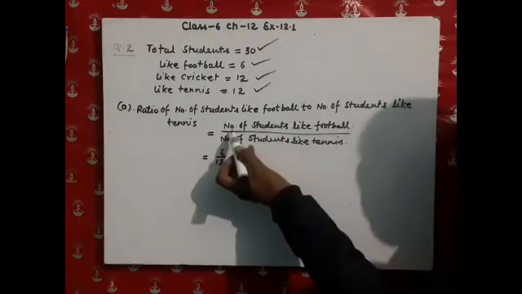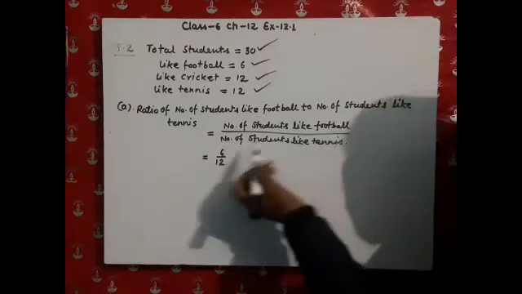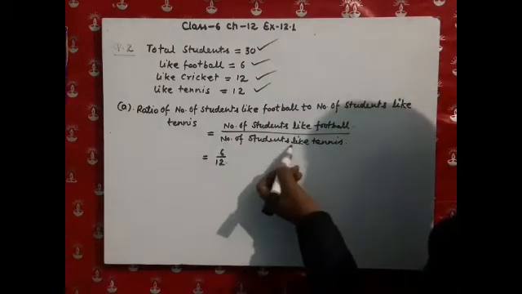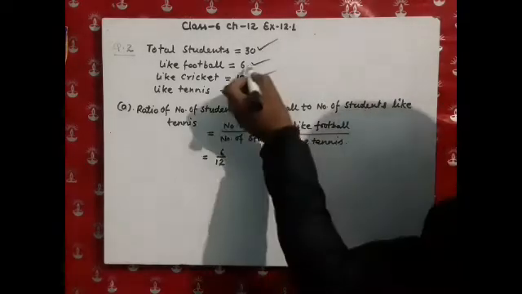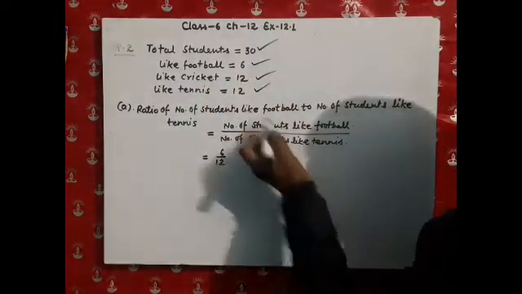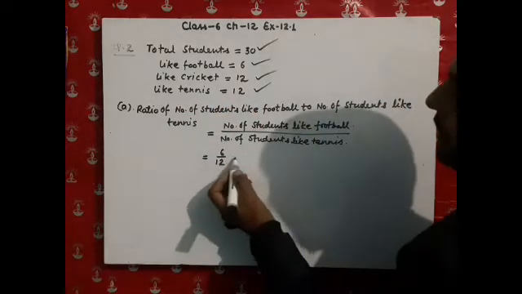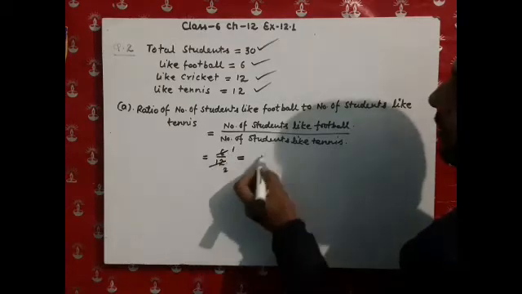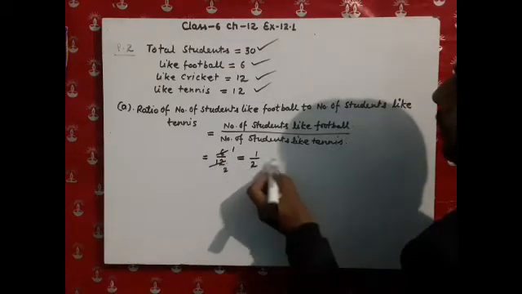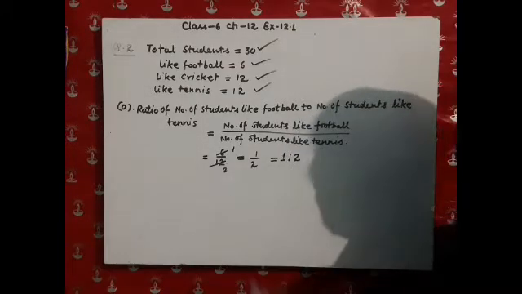So we have to write the number of students who like football as the numerator, and the number of students who like tennis as the denominator. Now here 6 for football and 12 for tennis. So the ratio will be 6 upon 12. Now we will reduce it. 6 ones are 6, 6 twos are 12. So the answer will be 1 by 2. That means the answer will be 1 ratio 2.